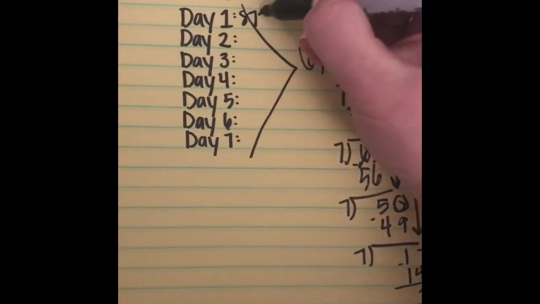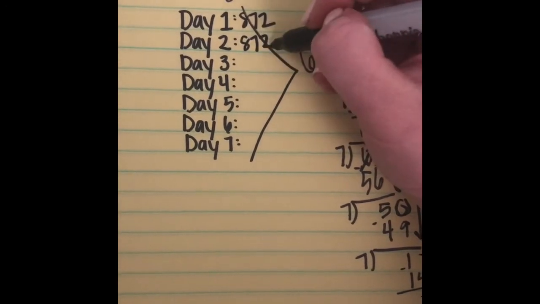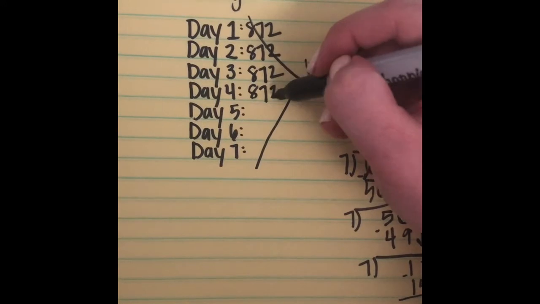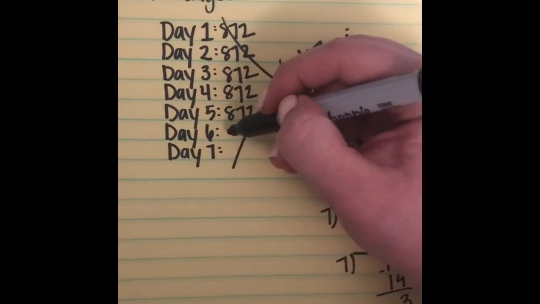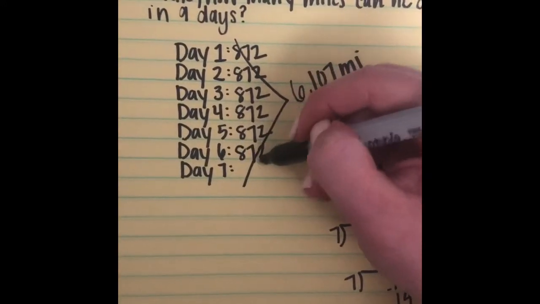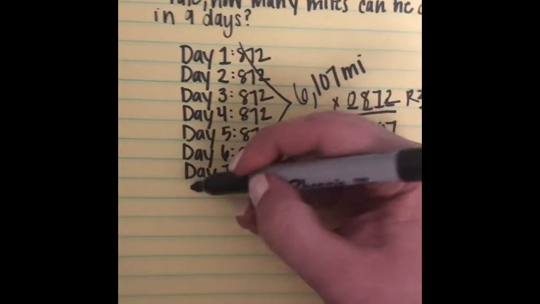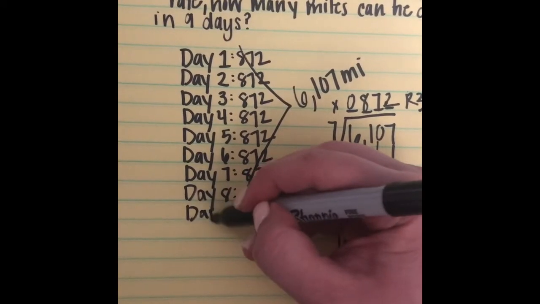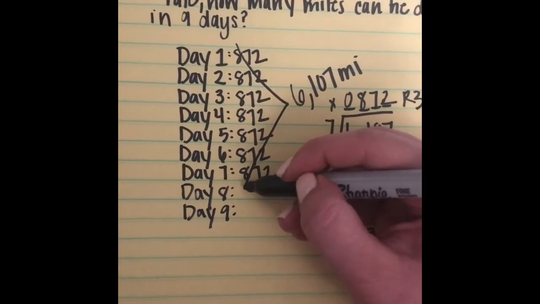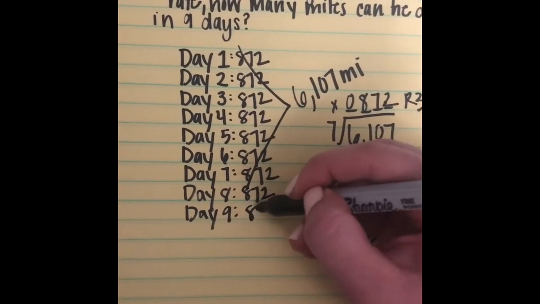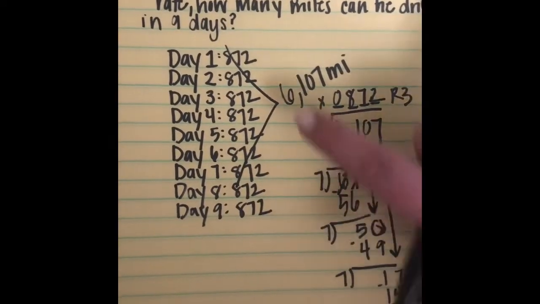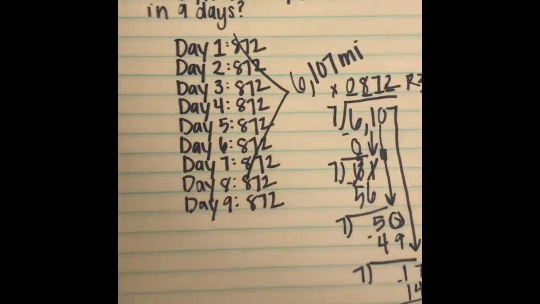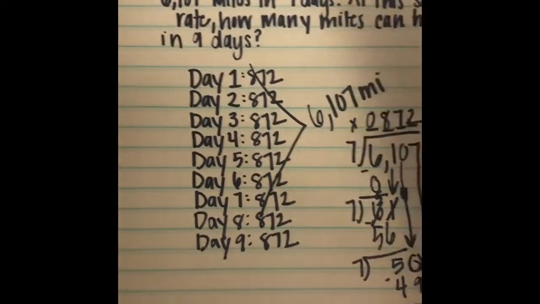So day 1 he traveled that much. Day 2 he traveled that much. Day 3 and so on. So the rate is he's driving 872 miles every single day. So if we add on a day 8 and a day 9, he's going to drive 872 miles both of those days too. So I want to figure out how many total miles this is? Well, I could do repeated addition, or I could just do multiplication.